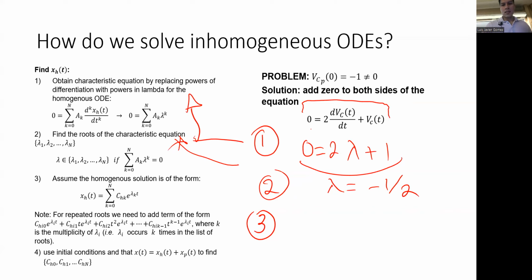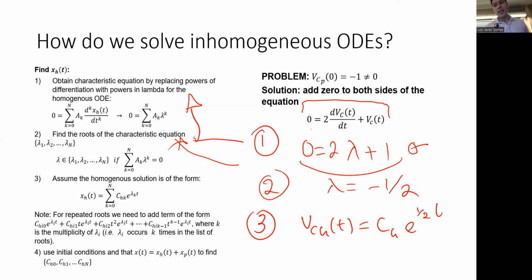No. So basically, that's when you have repeated roots. In this case, you just have one root. Oh, I see. Yeah, it's if you have something to the second power. But yeah, you have the right idea. So our solution will actually be VC homogeneous of t equals a constant homogeneous times e to the negative 1/2 t.